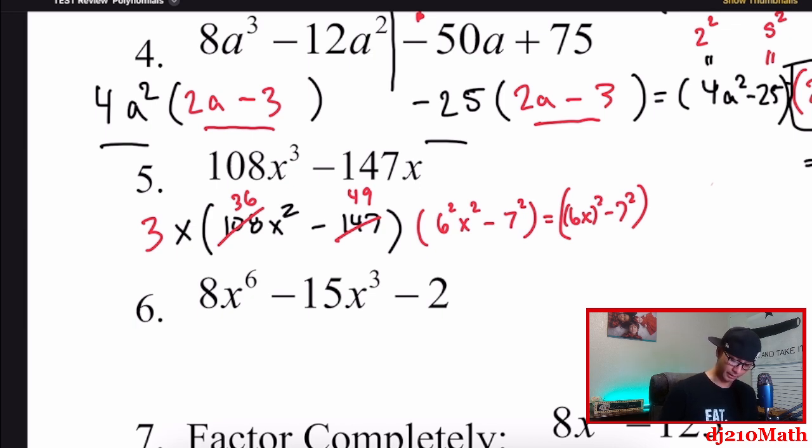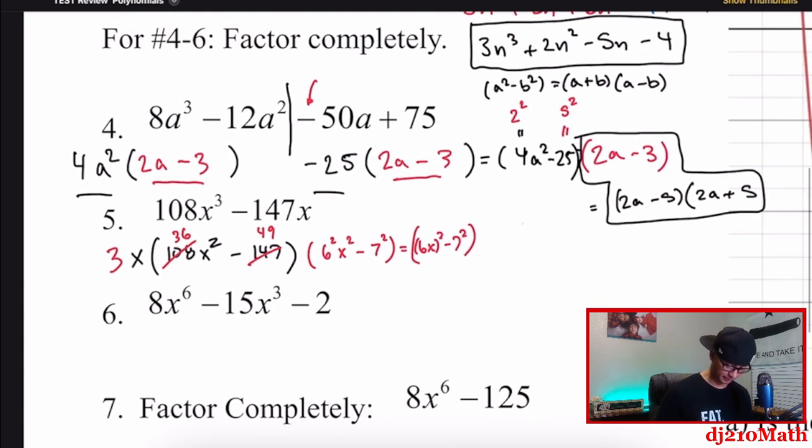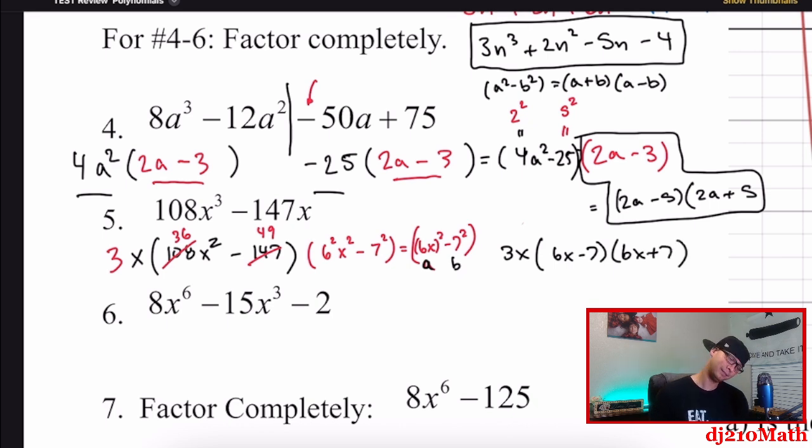All right, so that's a difference of squares. So our final answer is going to look like 3x, because that's the first factor, the GCF. And then these two smaller ones, because this is your A and this is your B. So 6x minus 7, 6x plus 7. All right, difference of squares comes up a lot, so you might as well just start trying to recognize it.